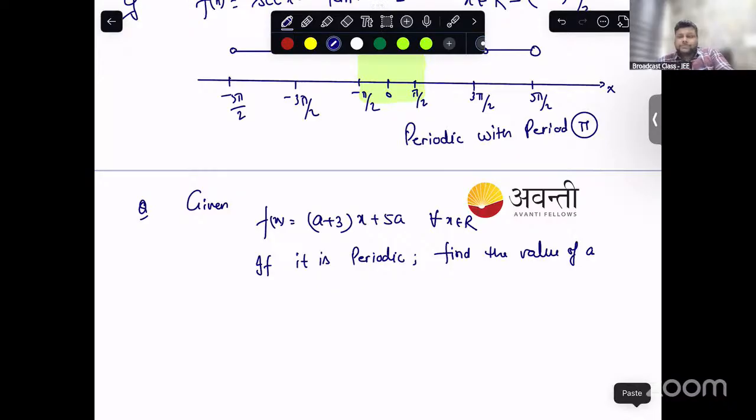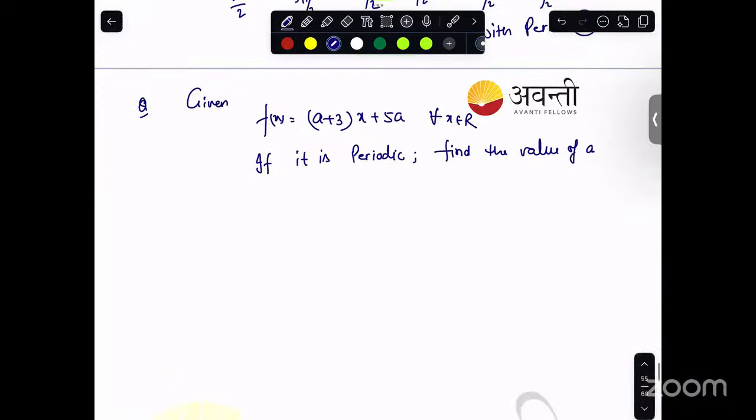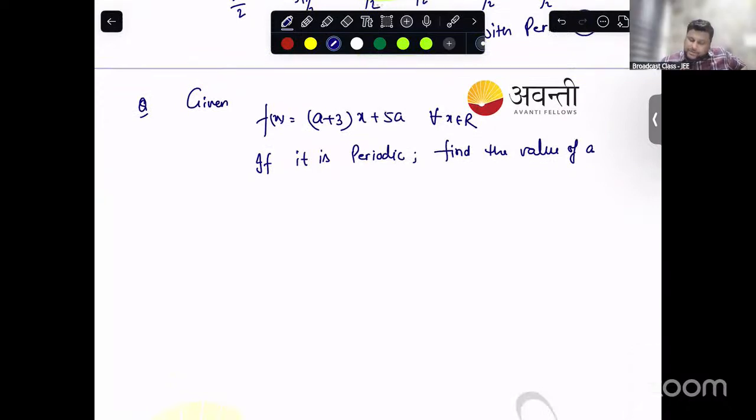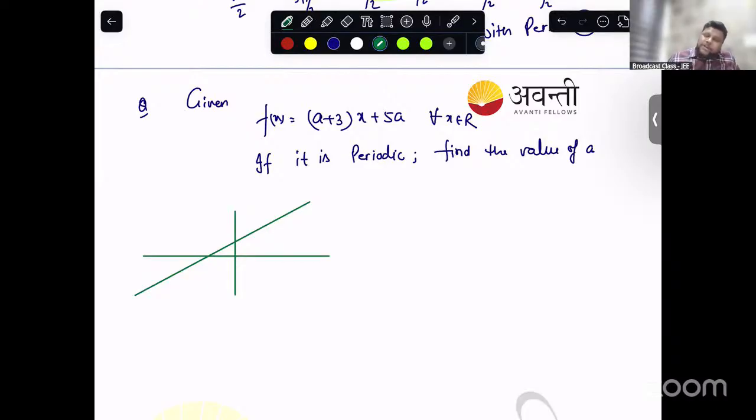Okay, tell me one thing. Lakshmi, can a linear function be periodic? Like this is the graph of a line. Can it be periodic ever? No, sir. So if I want to make it periodic, it should not be linear. It has to be a constant function, only then I can make it periodic. Yes or no? Yes, sir.